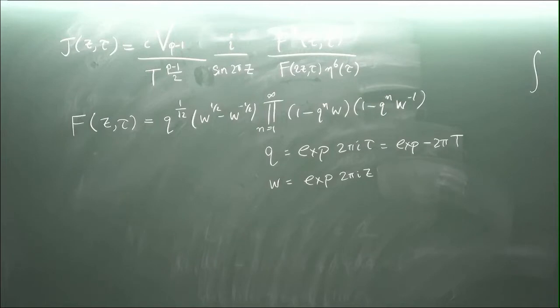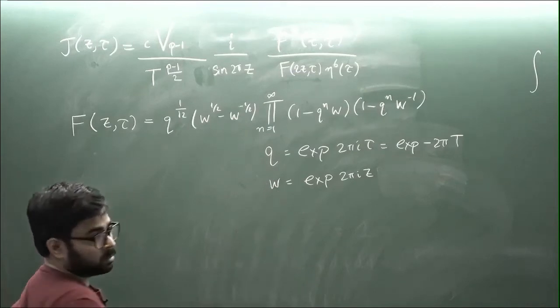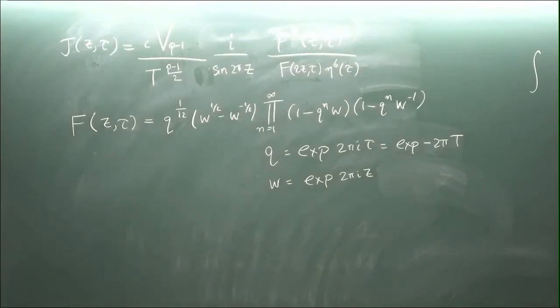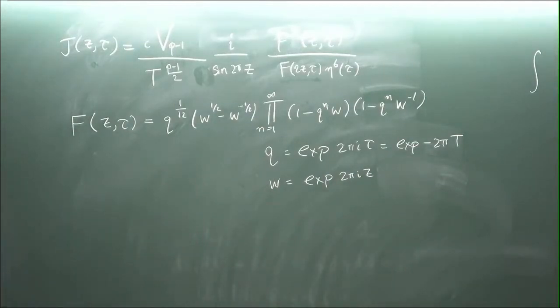The poles are the ones where w is equal to some e to the minus... Yes. Those things vanish. And that's why, see, this q has this t in it, and that is what is setting the separation of the poles in z, this t.